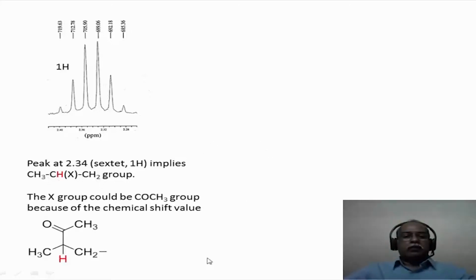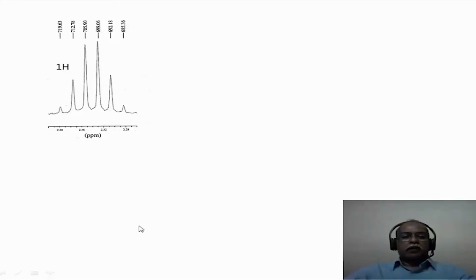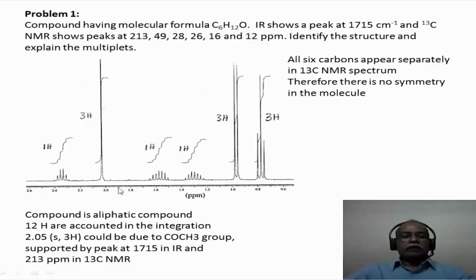So we come to the conclusion based on this logical argument that this hydrogen, indicated in red, is a sextet because there are 5 hydrogens on the adjacent carbons, and the X group corresponds to the acetyl group. We came to the conclusion that there is an acetyl group based on the fact that there is a singlet in the NMR spectrum around 2.05.